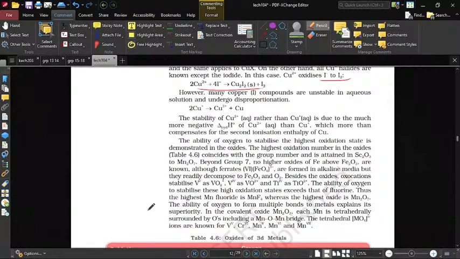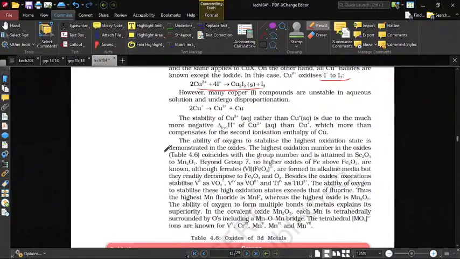Okay. The ability of oxygen to stabilize the highest oxidation state is demonstrated in the oxides. The highest oxidation number in the oxides coincides with the group number and is attained in Sc2O3 to Mn2O7. Beyond group 7, no higher oxides of iron above Fe2O3 are known. Although ferrates, FeO4 2 minus, are formed in alkaline media, they readily decompose to Fe2O3 and O2.